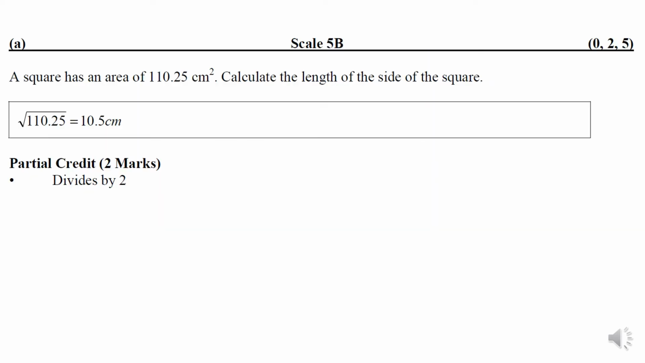Here's the marking scheme for that part of the question. There are 5 marks going for it, but there's a potential to earn 2 marks for partial credit. So if you made a mistake and you divide it by 2, for example, they give you 2 marks.